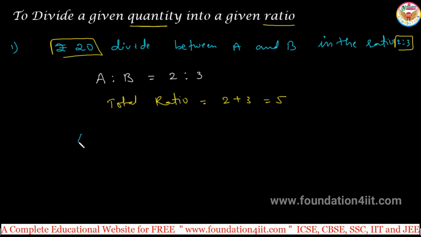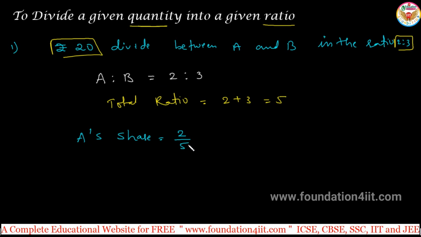Now if you want A's share, A's share is 2 parts out of 5. This is the A share. So how much is the total? 20. So we should multiply by 20. 2 by 5 into 20 is the A share.